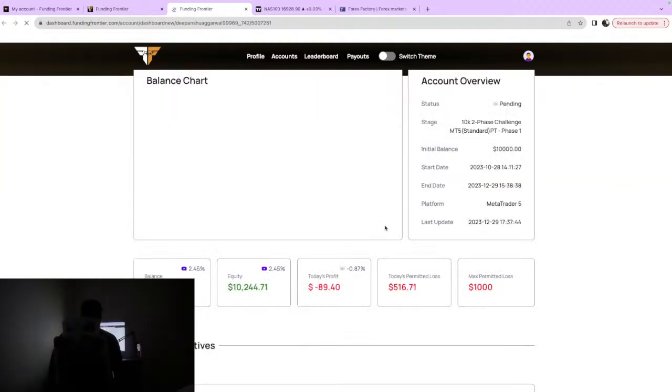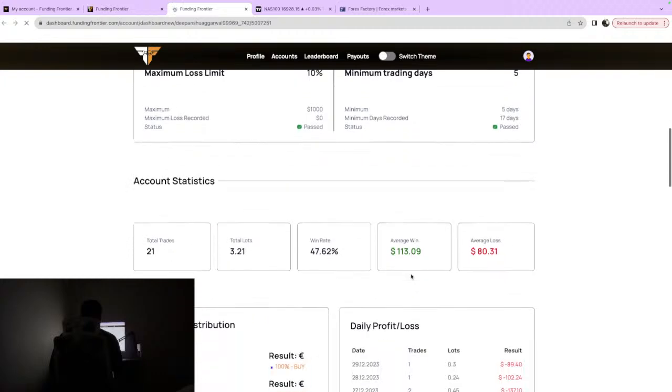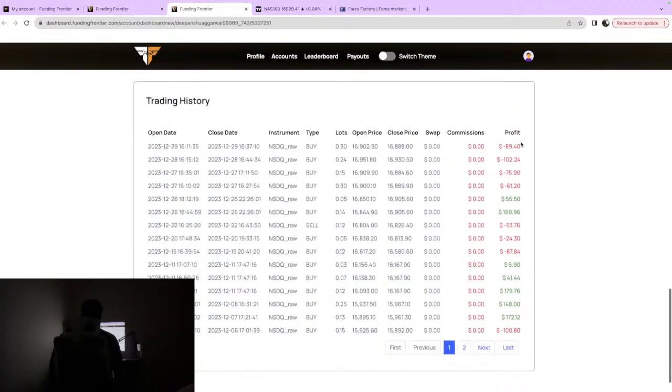So now our balance stands at 244. This is a losing trade today. We have lost $89.